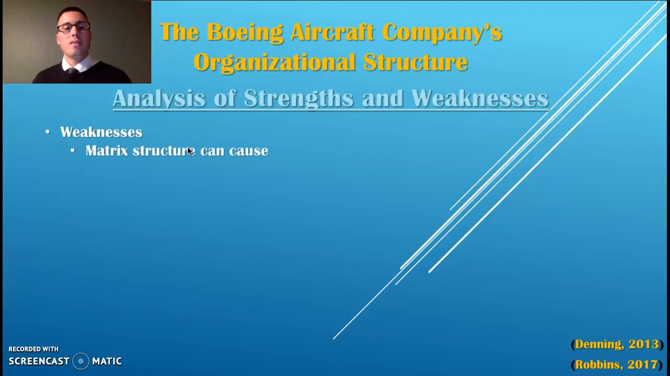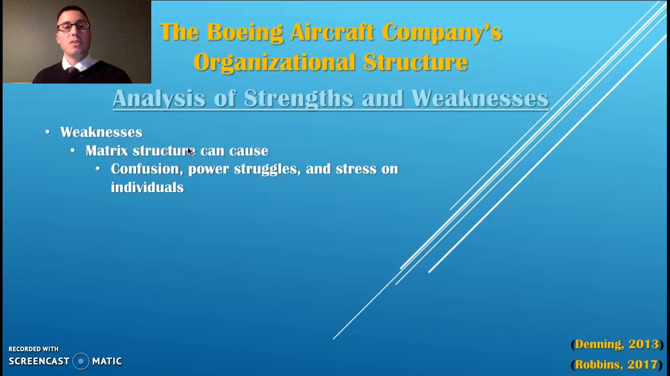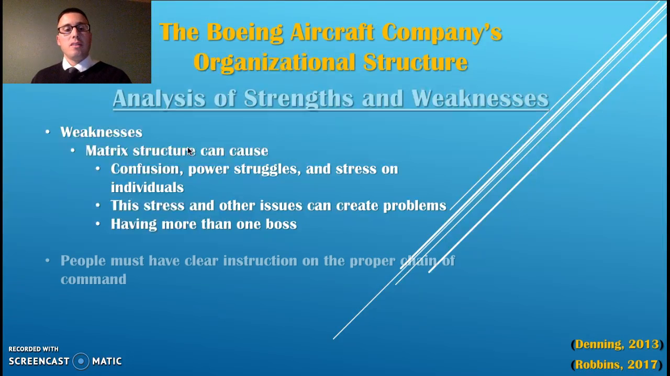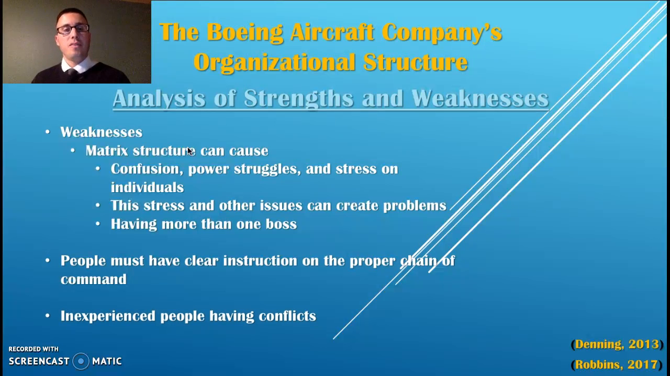Now, weaknesses that the matrix structure can cause are confusion, power struggles, and stress on individuals, which really is never good. The stress and other issues really can create problems. And one of them could be having more than one boss, as most everybody has seen from the movie Office Space. And really, people must have clear instruction on the proper chain of command. And it's the inexperienced people having the conflicts.